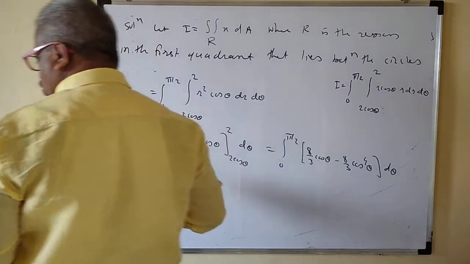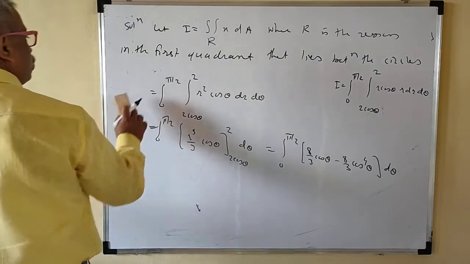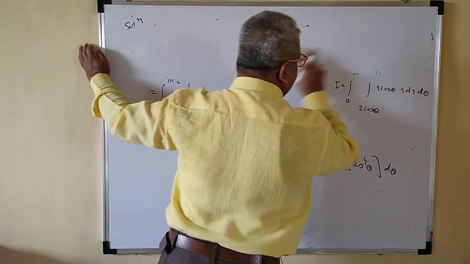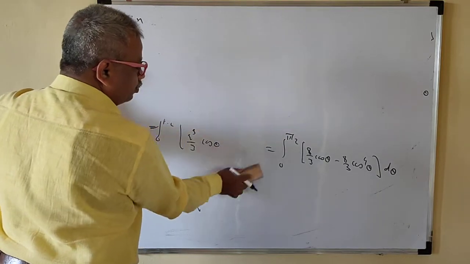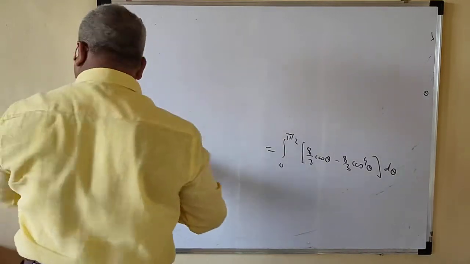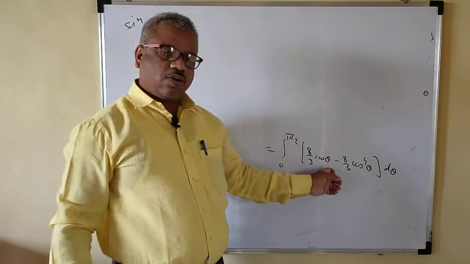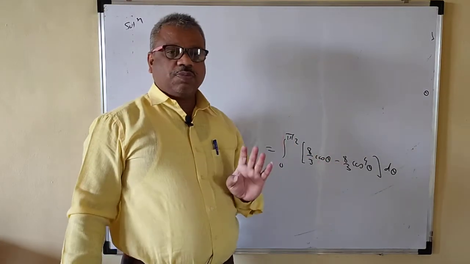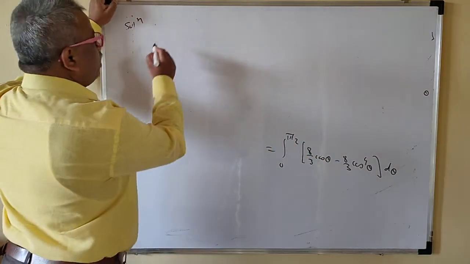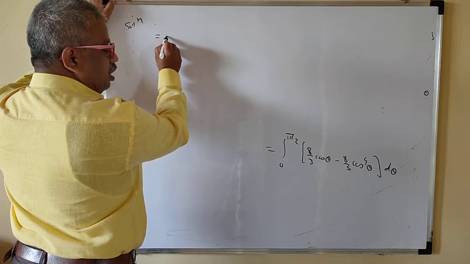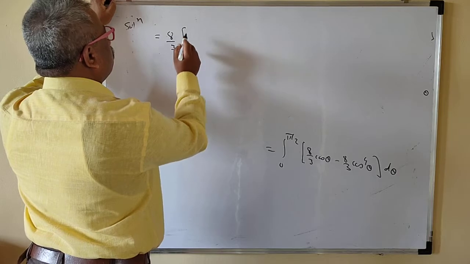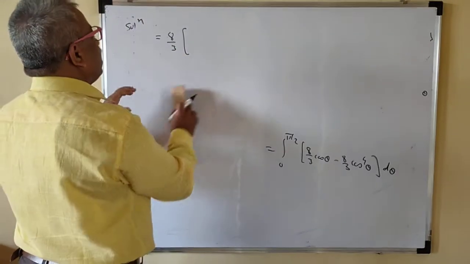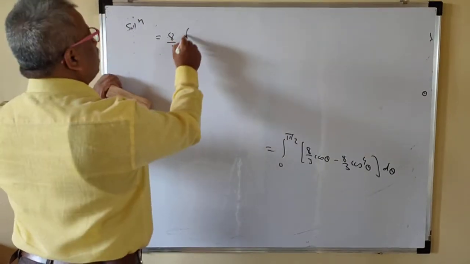Now the only problem is cos to the power 4. How to integrate cos to the power 4? This 8 by 3 cos theta you can easily integrate, the only problem is cos to the power 4. So how will we write this? I can take 8 by 3 common, no problem here. We cannot integrate directly, so first we will rewrite this.